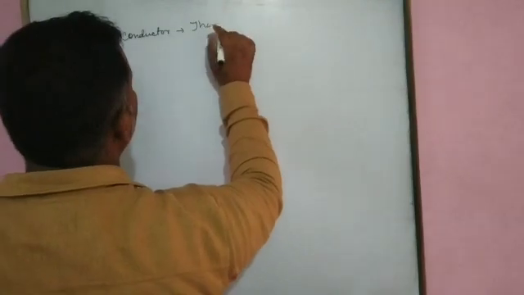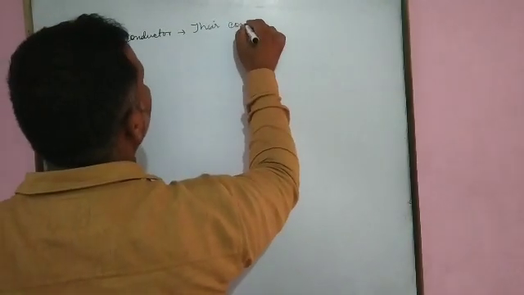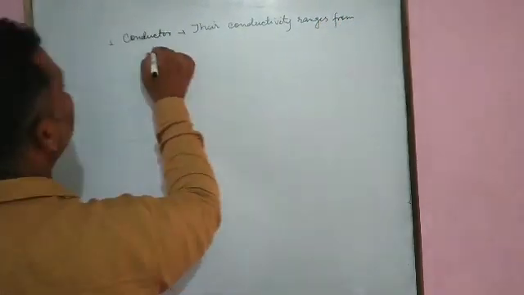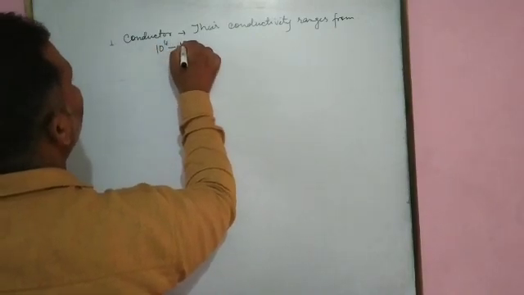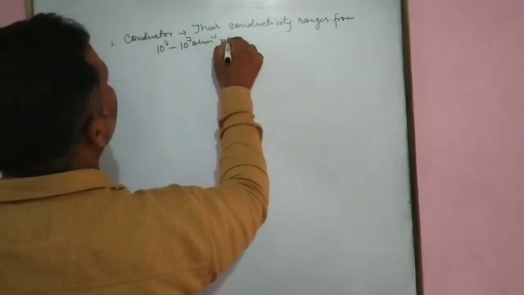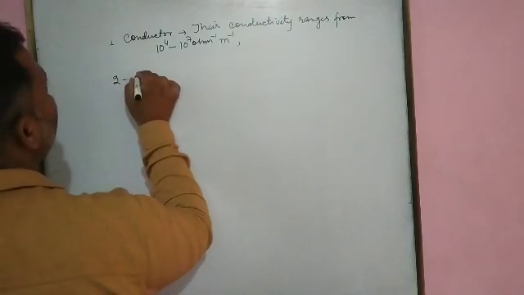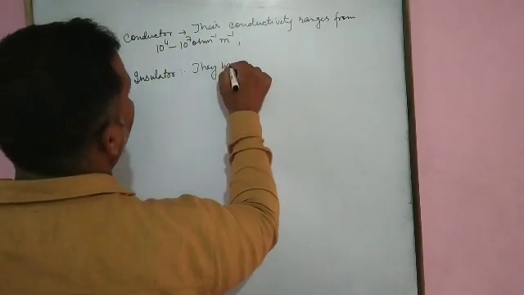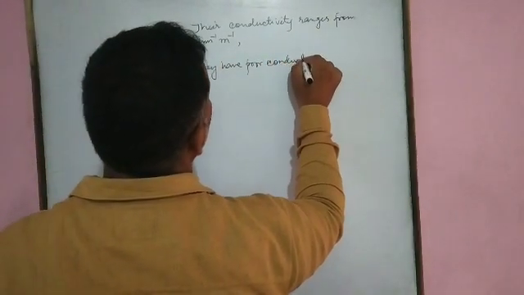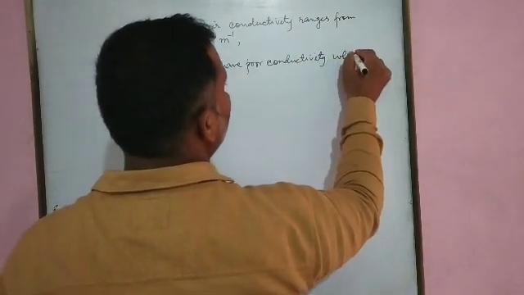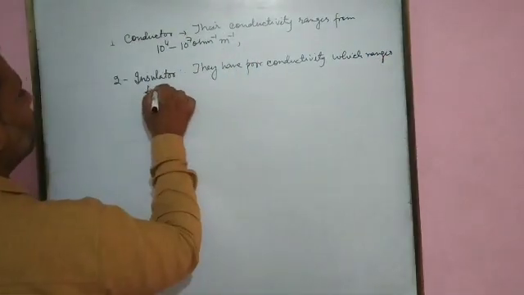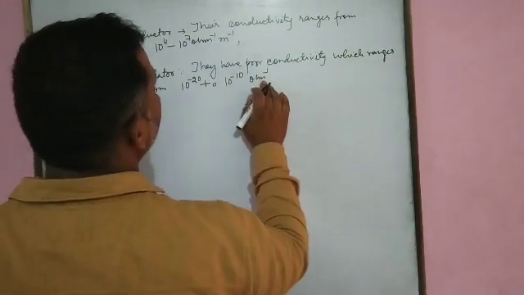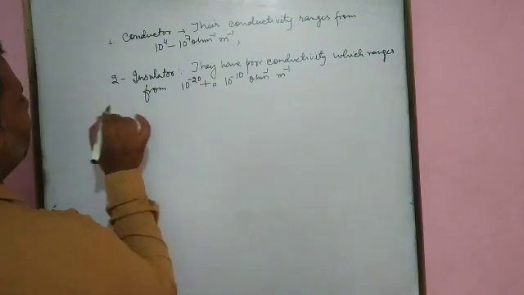Their conductivity ranges from 10 to the power 4 to 10 to the power 7 ohm inverse meter inverse. To the next, insulators. They have lower conductivity, they have poor conductivity, which ranges from 10 to the power minus 20 to 10 to the power minus 10 ohm inverse meter inverse. To the next one we will discuss, that is semiconductor.